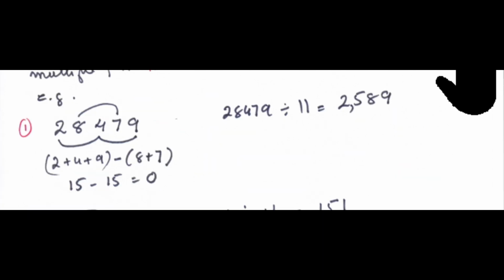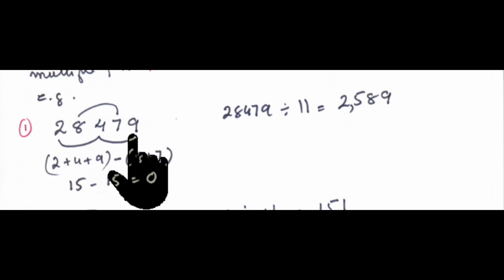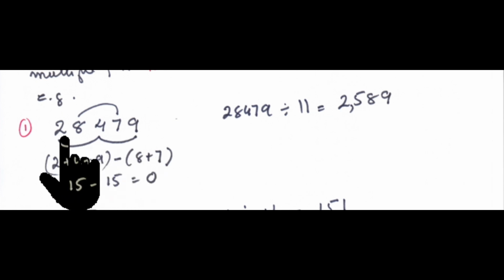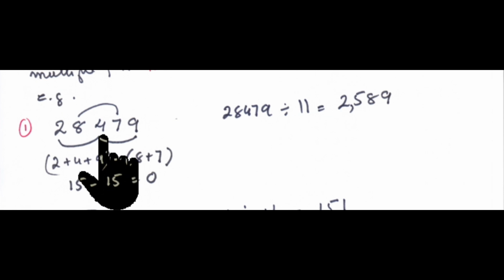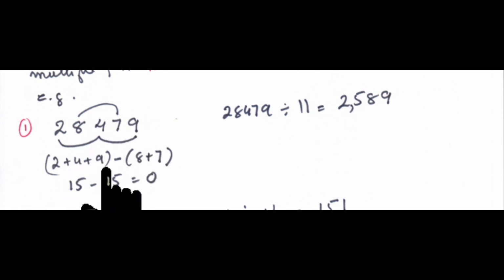Now I have given you an example. First example, you can see it is 28,479. If you look at the alternate numbers, as I have drawn the arrows, from 2 you jump to 4, and from 4 you jump to 9. Then above, 1 says 8, and you jump to 7. When you total them up and subtract their sums, it comes out to be 0. So this shows that this number is divisible by 11.